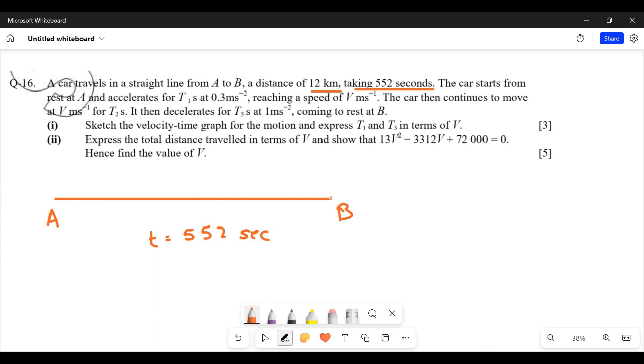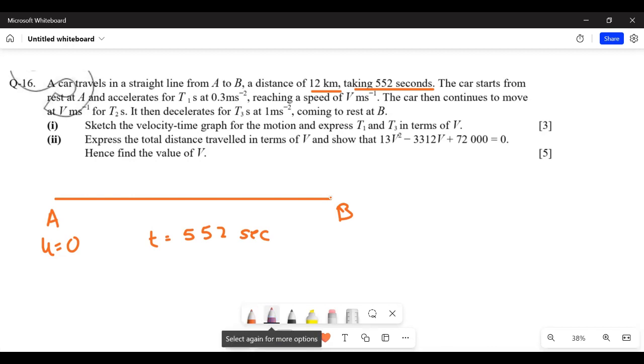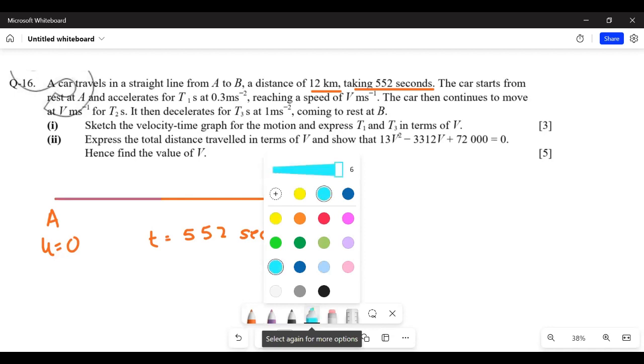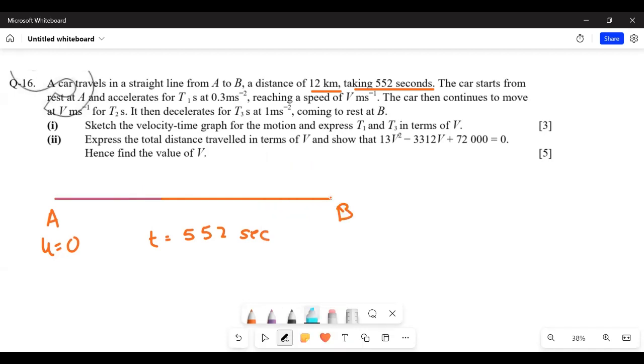It starts from rest, so U will be 0 at A, and accelerates for T1 seconds at 0.3 meters per second square, reaching the speed of V. So the first part of the journey is, let's say this much, where the time is T1 and the acceleration is 0.3 and it reaches a speed of V, capital V, at the end.